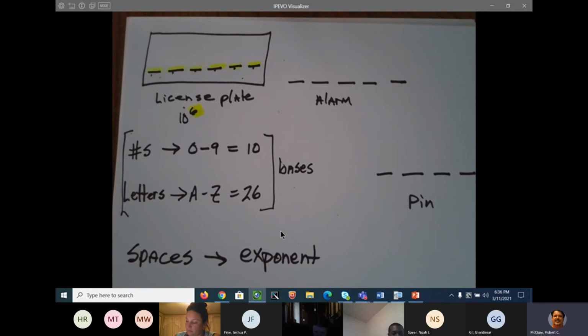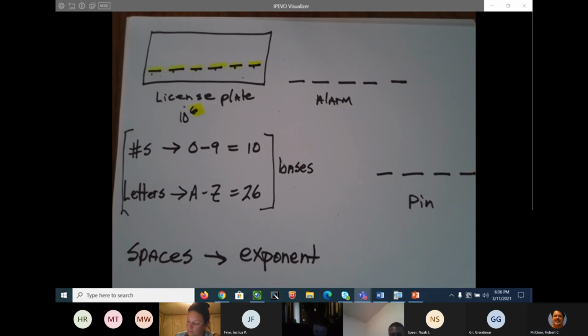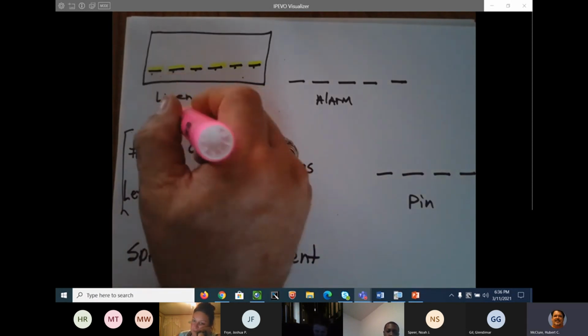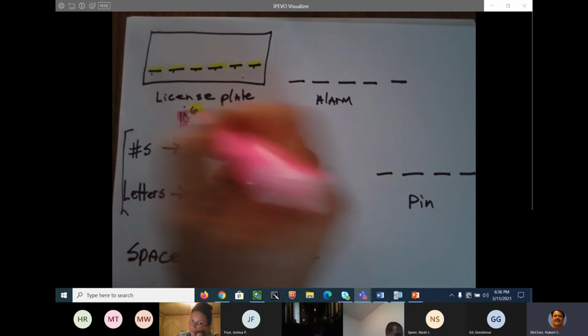And the pink highlighter, hold on just a second. Okay, and the 10 is what we call your base.